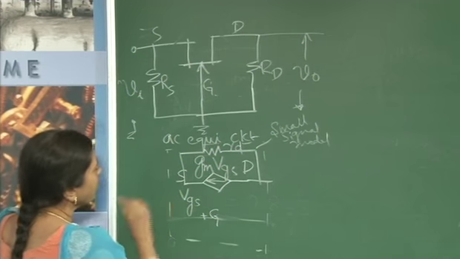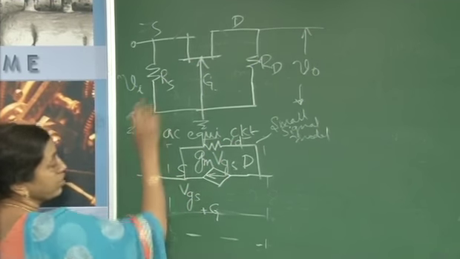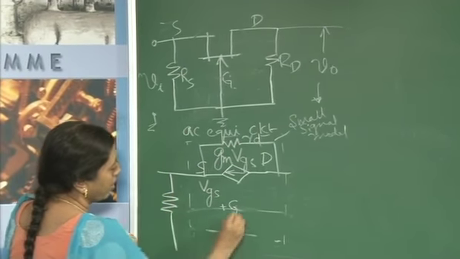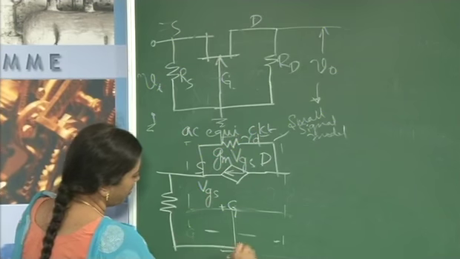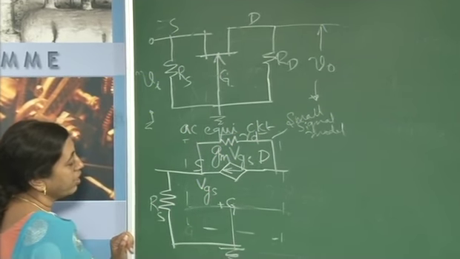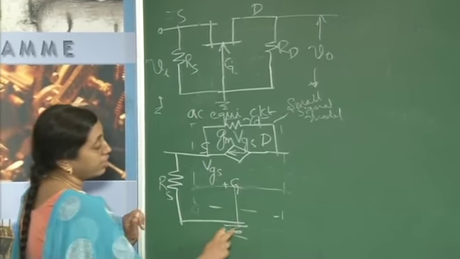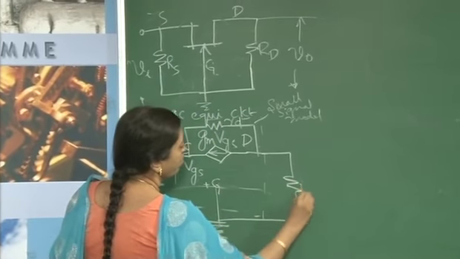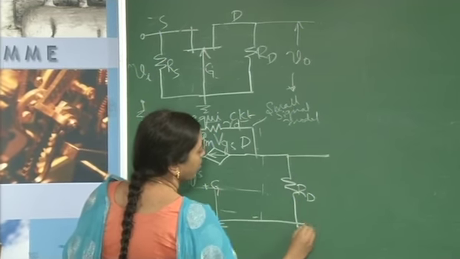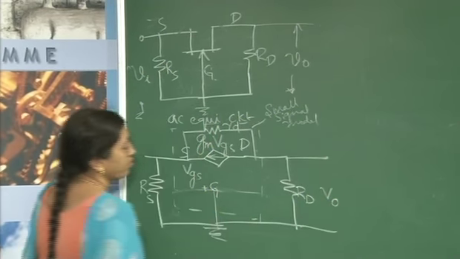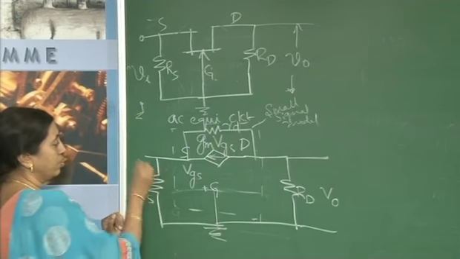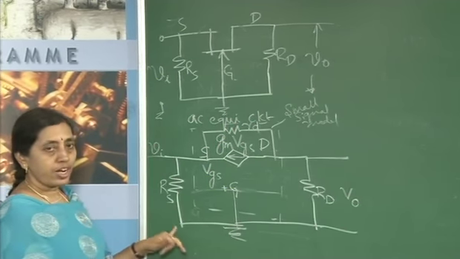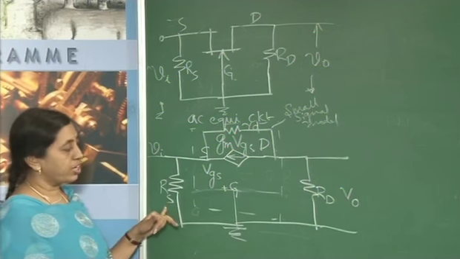Now, to this small signal model we will be adding the other external components, that is RS. RS is connected between the source node and ground, the gate is directly grounded, then RD appears between the drain node and ground, and here we are taking out V0. Here we are applying Vi. So, this is the small signal equivalent model of the common gate configuration.